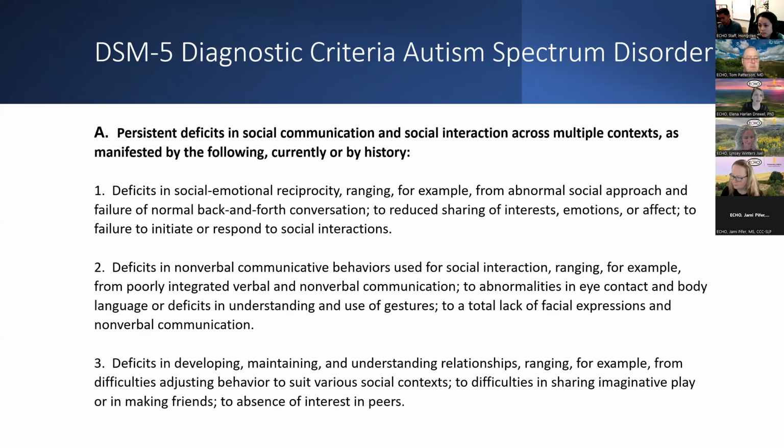So really quickly, we've been talking about domain A and domain B of autism spectrum disorder criteria. And of course, domain A encompasses the social communication differences in autism, including different deficits or differences in reciprocity, deficits in nonverbal communicative behaviors, and deficits in developing and maintaining and understanding relationships, more specifically peer relationships.